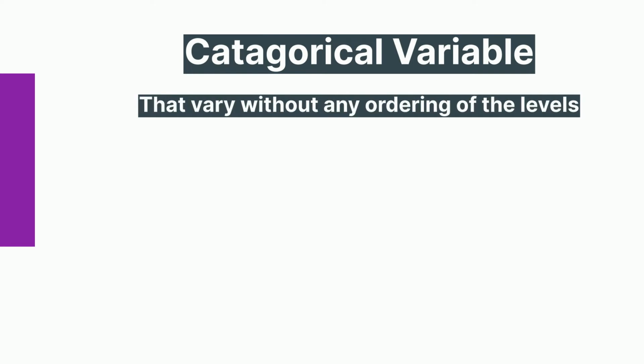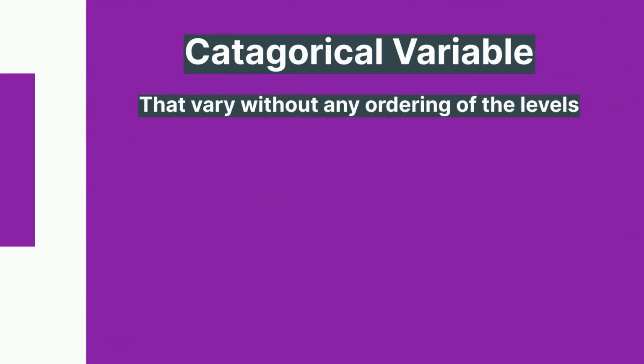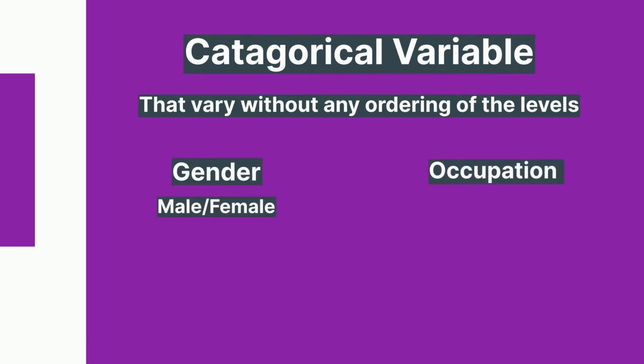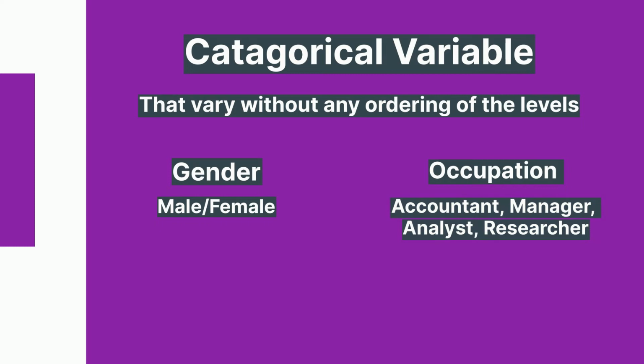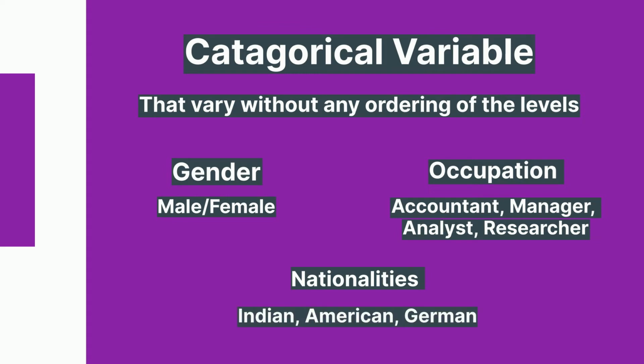Okay, another type of variables are categorical variables, and these are variables that vary without any ordering of the levels. So examples could be gender, with the levels being male and female, or occupation with the levels being accountant, manager, analyst, researcher, etc. And examples could be nationalities with levels being Indian, American, German, and so on. And the main difference here is that there is no natural ordering between the levels. There's no notion of high or low. The levels are basically words, and it doesn't really matter in which order you put the words.